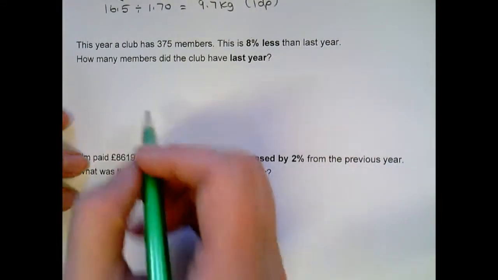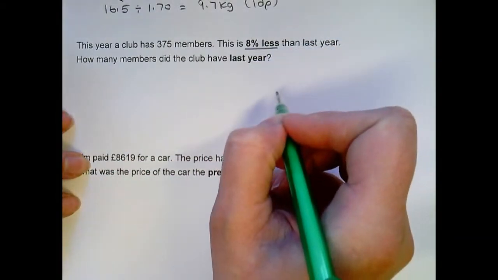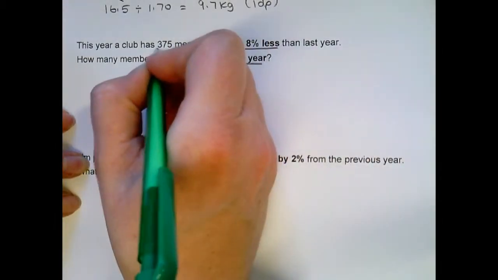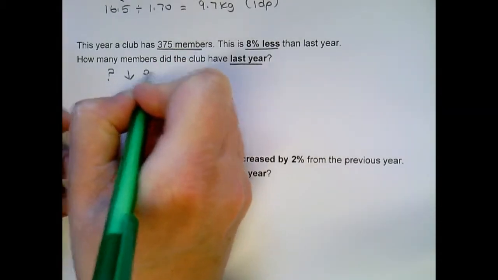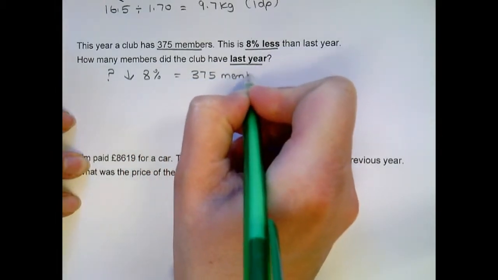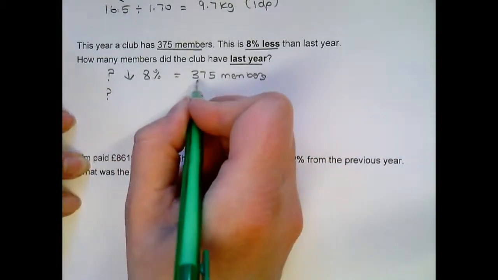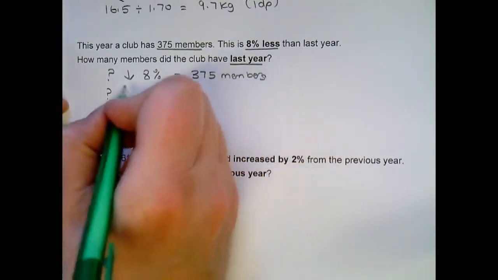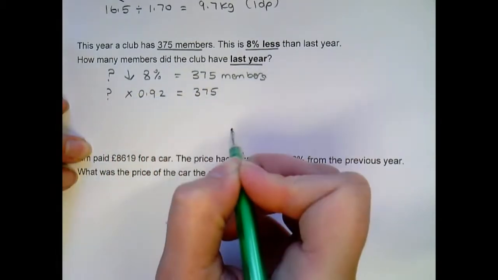Next one, this year a club has 375 members, and this is 8% less than last year. How many members did the club have last year? So this is the original amount of members in the club, and then down by 8% is working out at 375 members. So we need to know what amount of members, down 8%, gets you 375. So down 8%, you do 100 take away 8 is 92. So that has been multiplied by 0.92 to get 375.